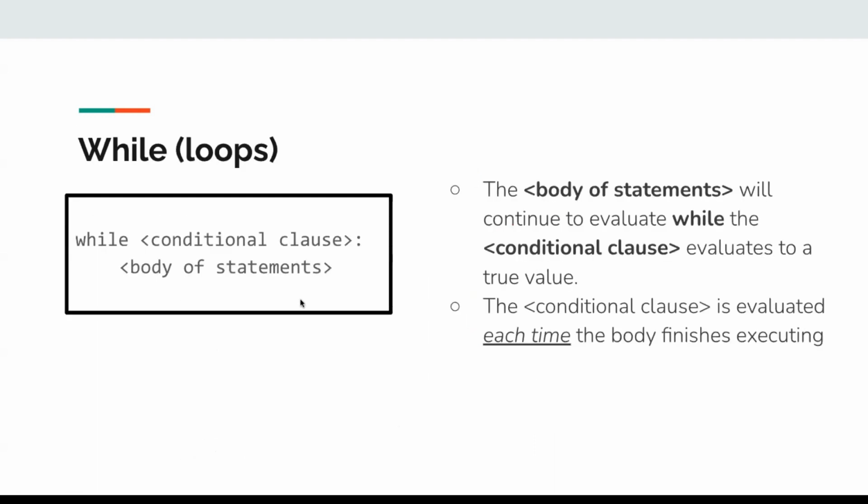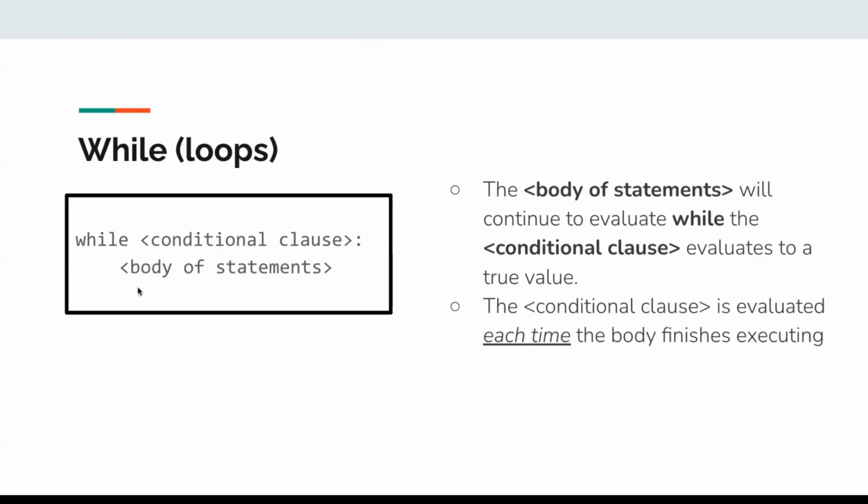Okay. Moving on, we're going to talk about while loops. While loops are used when you want to repeat a certain chunk of code multiple times, as long as the condition is still true. This is the general format for a while loop, and the body of the while loop will continue to evaluate as long as the conditional clause evaluates to a true value.